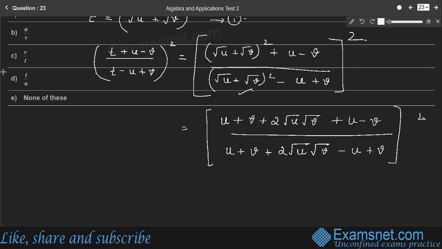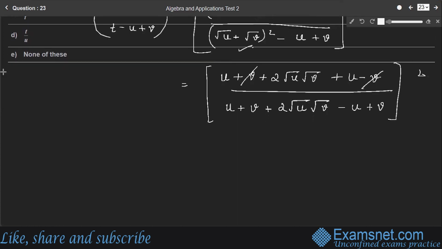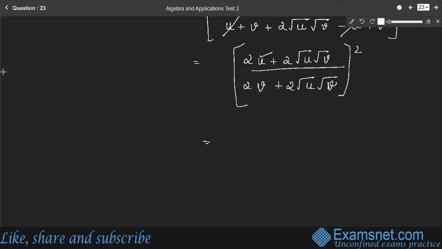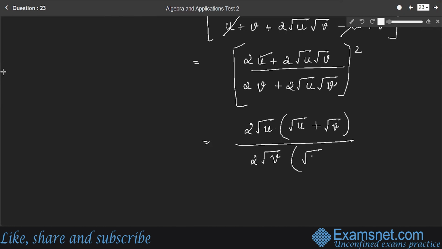So in the numerator part, we can cancel V and V. So we have 2U plus 2 root U into root V. Whereas in the denominator, we can cancel U and U, and we have 2V plus 2 into root U into root V. Here 2U can be written as 2 into root U into root U. Therefore, we can take out 2 root U common in the numerator, and we are left with root U plus root V. And in the denominator, we have 2 root V as common, and we have root V plus root U. So 2 and 2 will get cancelled.